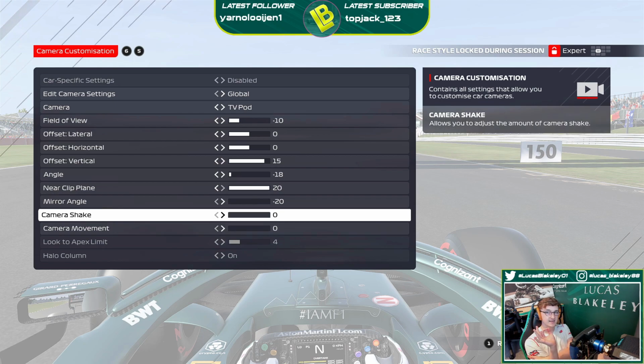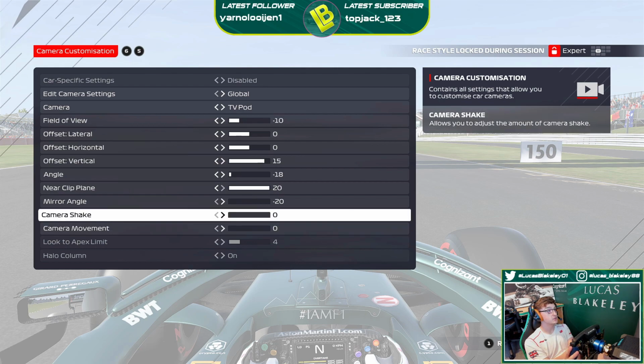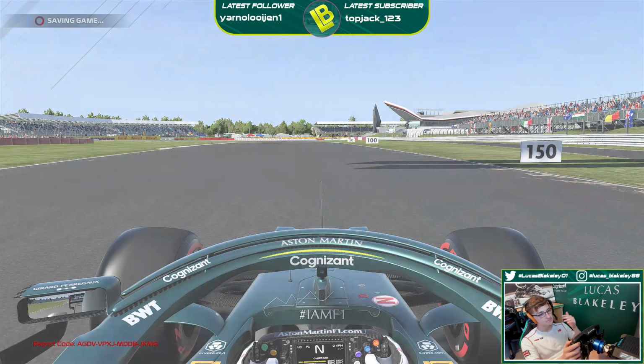Camera shake is 0 because I don't want a shaky camera, and my camera movement also is 0. So the shake will be how it intensifies as you drive along, and the camera movement is when you accelerate and you brake, how much you're lunging, diving, accelerating, all that sort of stuff. I hope I haven't explained that too badly. It's not exactly my strong point, but these are my F1 2021 camera settings.